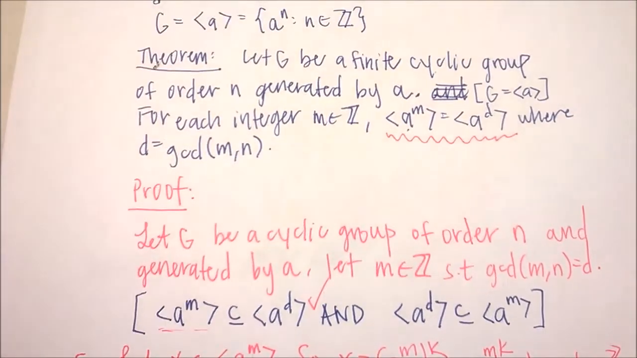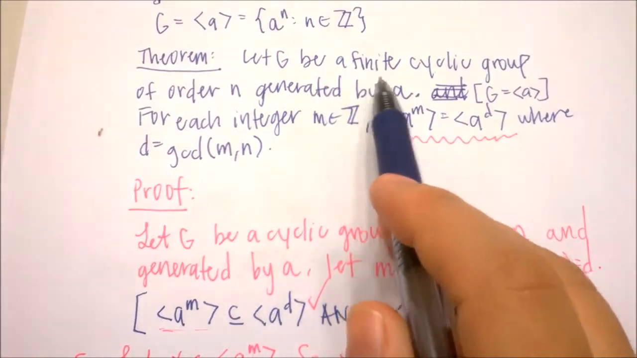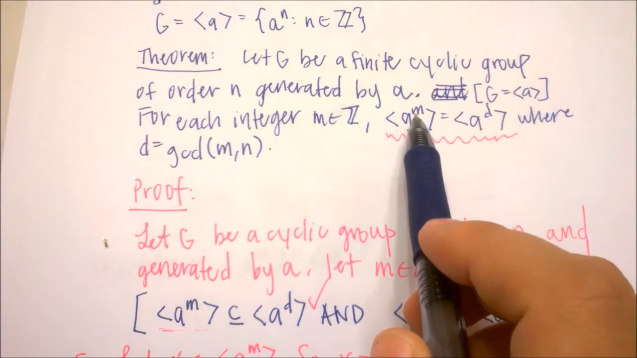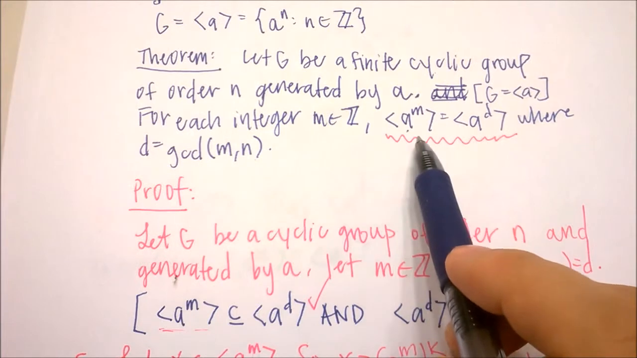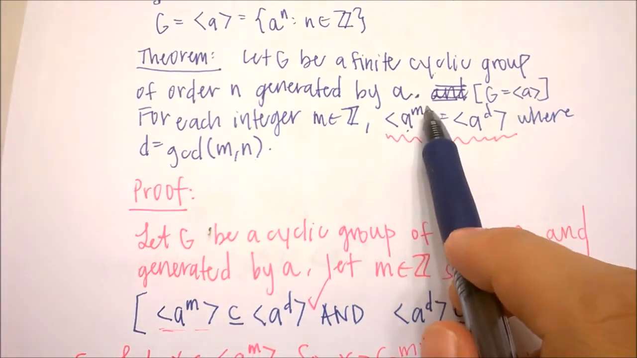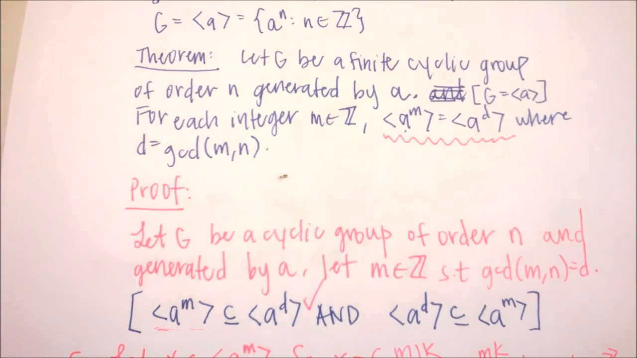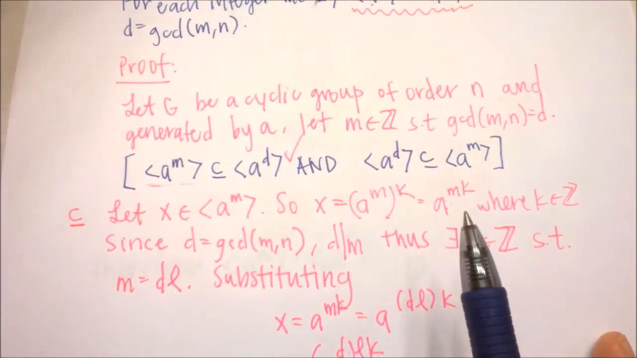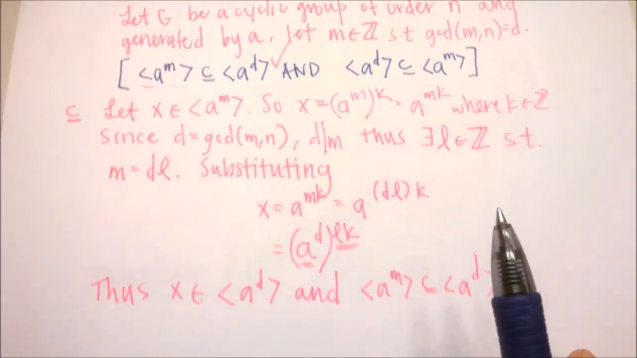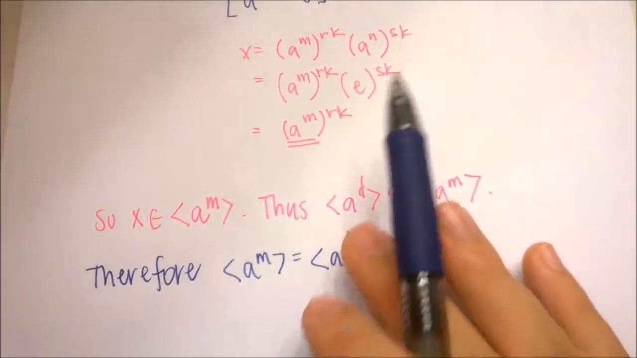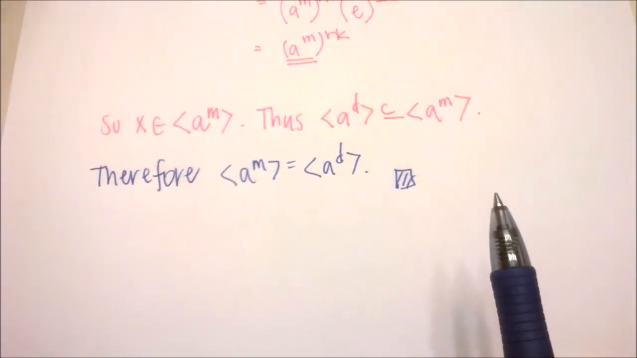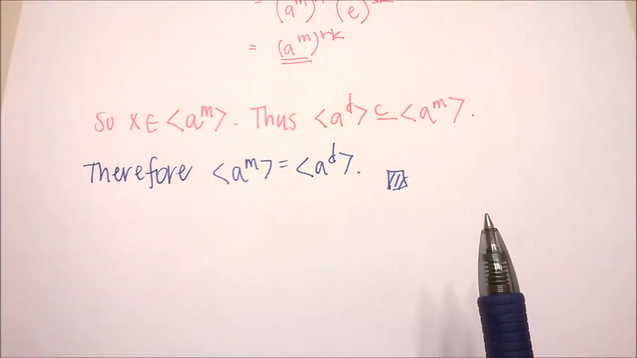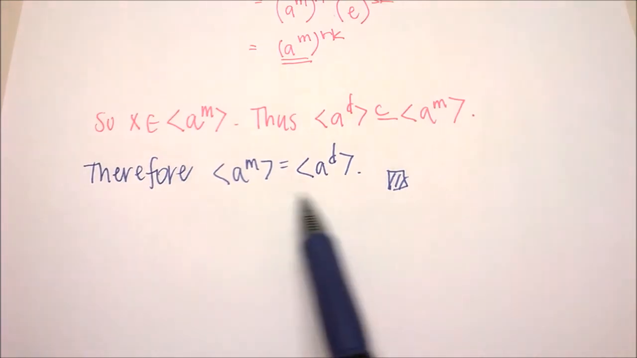So what we were given was that G was a finite cyclic group of order n generated by A. We knew that D was equal to the GCD of M and N, and we wanted to prove that the group generated by A to the M was equal to the group generated by A to the D. We took our knowns and some facts about cyclic groups and greatest common divisors, and we proved that each were a subset of the other. So we used element chasing and we got the end result.